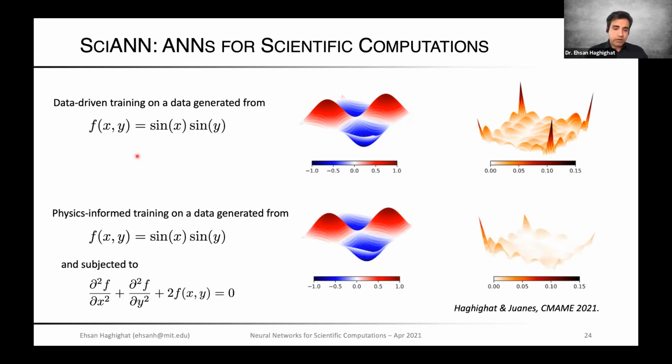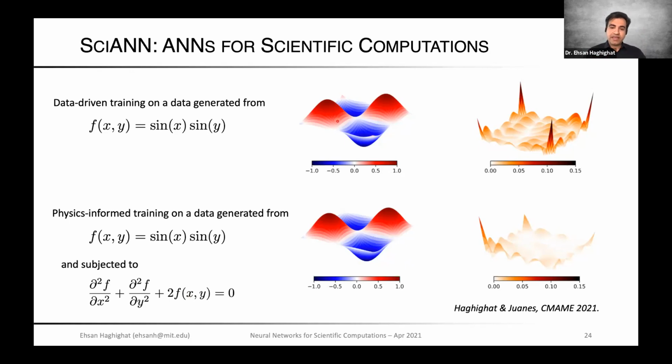Now, we know that this function satisfies this parabolic differential equation. So on the same set of data points, same neural network architecture, same activation function, if we impose this differential equation, you can see that the error immediately drops, and drops significantly compared to this one. So the performance improves significantly on the same data. And that's the interesting part.